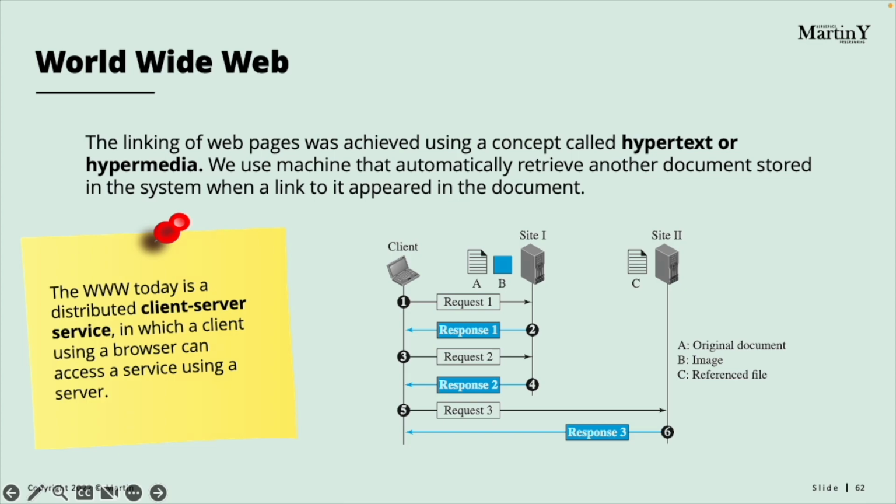So we go to page A and we request from site 1 to give us page A, okay? And the site is giving us page A. On page A we have links to the picture B and the other page C. So if we click on image B, for example, if you want to see an image, then we're going to do a request to the same website since the link for this image is on the same site, okay?